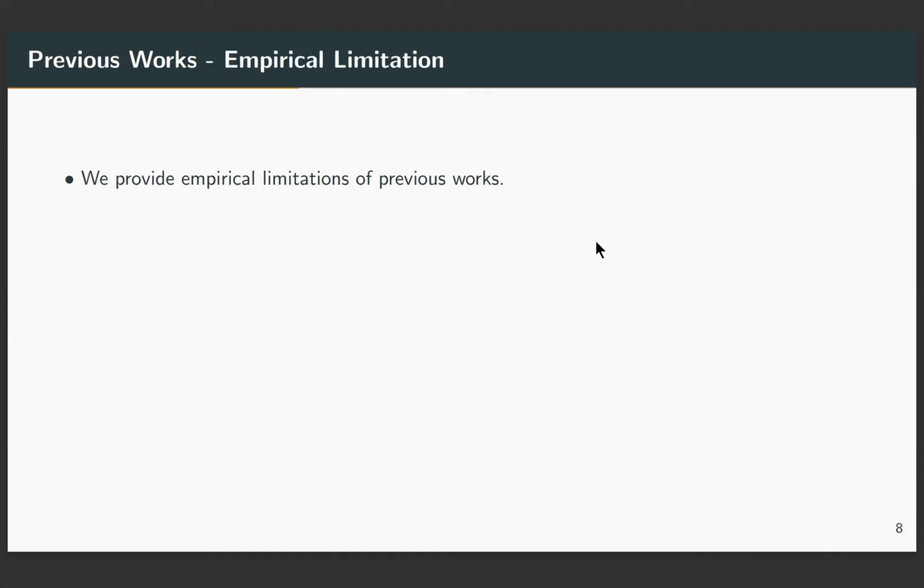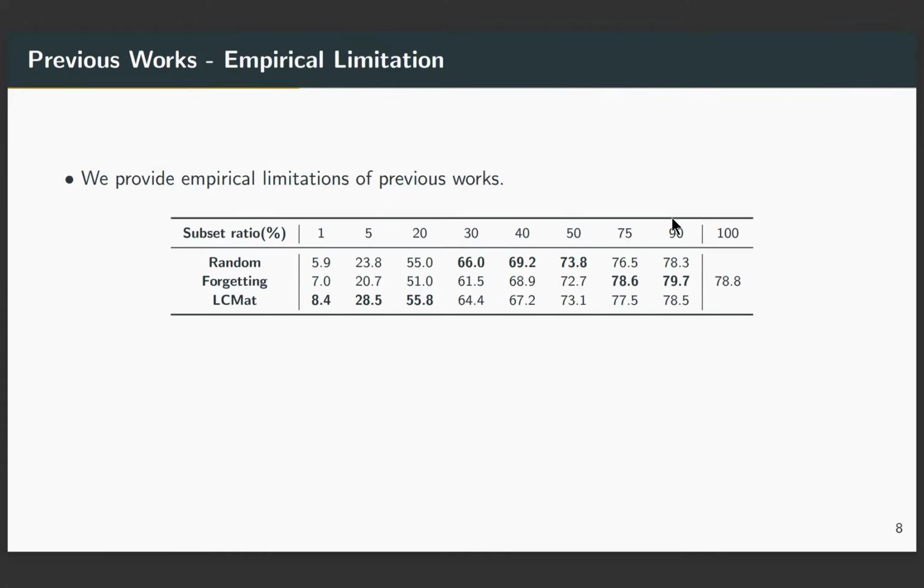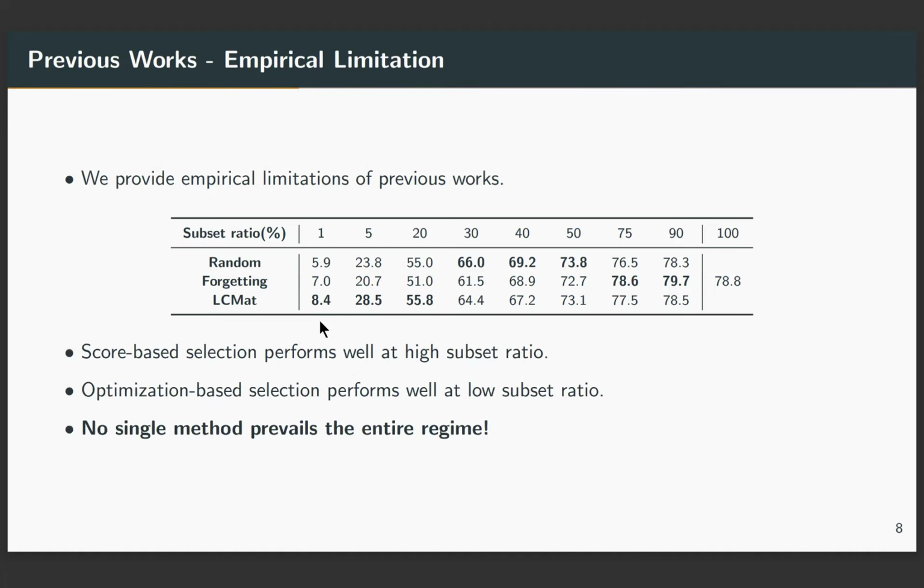Next, we provide some empirical limitations of previous works. We benchmark three methods: random selection, forgetting score, and LCMAT. For each subset ratio from 1% to 90%, we select samples by each method and train a model with the selected subset. Then we check the test accuracy of the model. For example, this 66 indicates the test accuracy of a model trained on a 30% random subset. As a result, forgetting, which represents the score-based selection, performs well at high subset ratios, and LCMAT, which represents the optimization-based selection, performs well at low subset ratios.